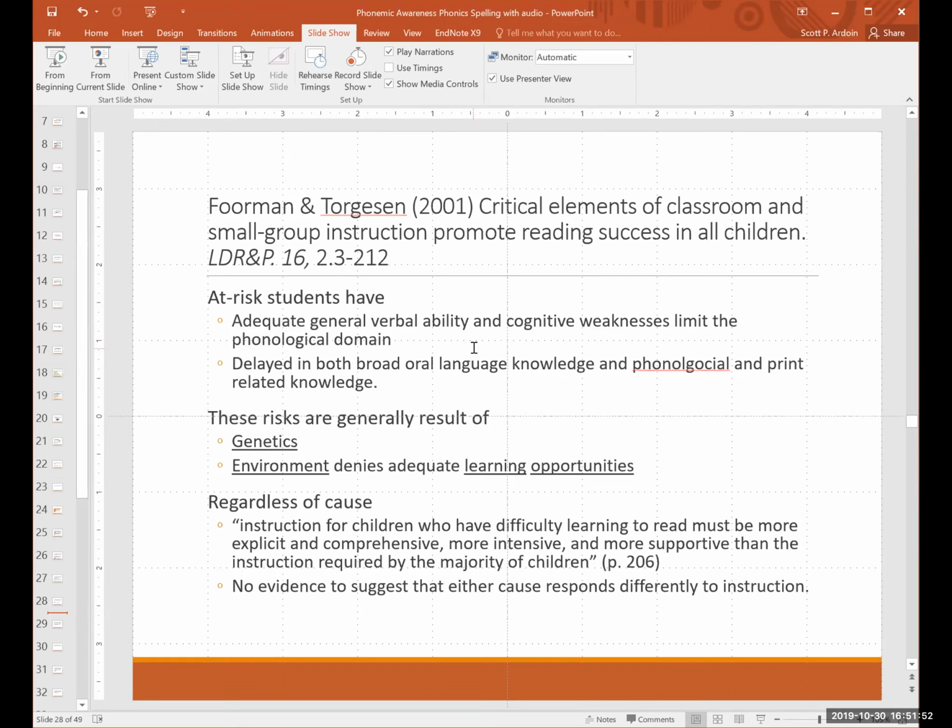And it's not that other children would not benefit from that level of explicit instruction. It's just that they don't require it. They're able to learn quickly without having that high level of explicit and intensive instruction. It still needs to be explicit for everyone, but it needs to be more explicit for some students. And we've talked about this in class before, that kids who are struggling to learn to read just need a higher level of explicit instruction, and they need more opportunities to respond.